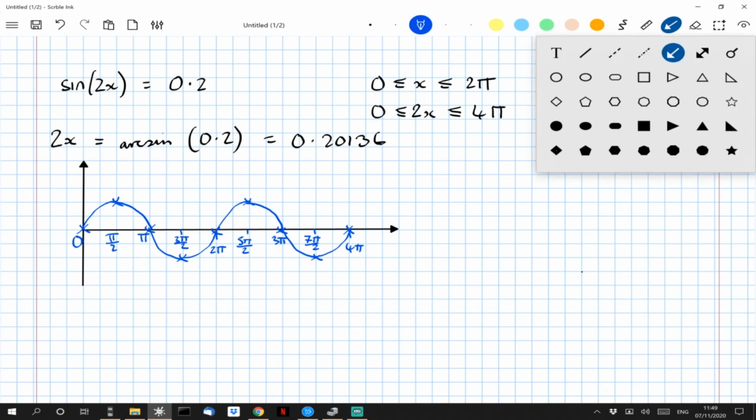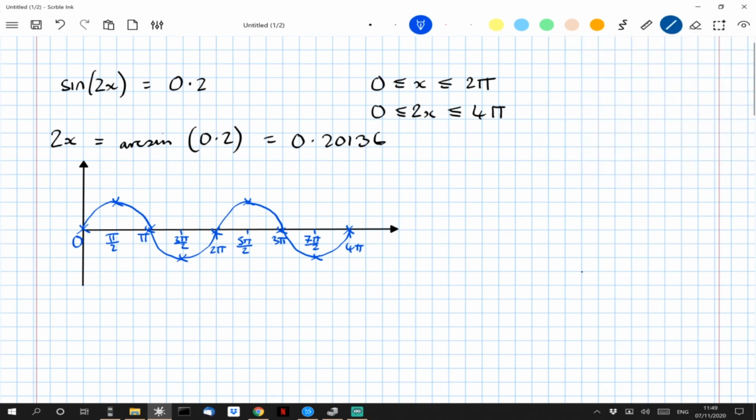Now if I draw a horizontal line, because we're trying to find where sine of 2x is 0.2, the solutions we want are here, here, here, and here. There's going to be 4 solutions in that range. We know what the first one is. We know it's that there, 0.20136. So all the other solutions for 2x, remember, not for x. So this is actually the 2x axis, and this is the value of sine of 2x here.